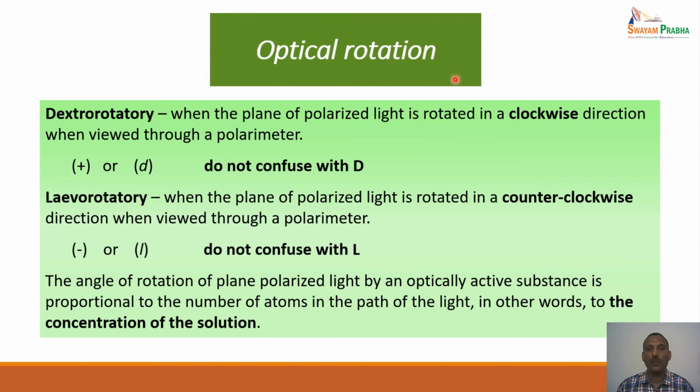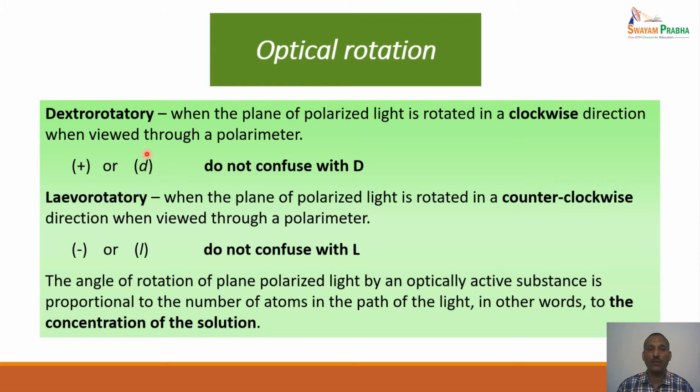So let us look at what is optical rotation. Optical rotation, as we mentioned, has a dextro-rotatory or levo-rotatory. That means when a plane polarized light is rotated in the clockwise direction, it is called dextro-rotatory, and when viewed through a polarimeter, we say plus or d. And of course, you shouldn't get confused with the capital D. So here it is mentioned as a small d, and we will see the difference between what is a capital D and a small d.